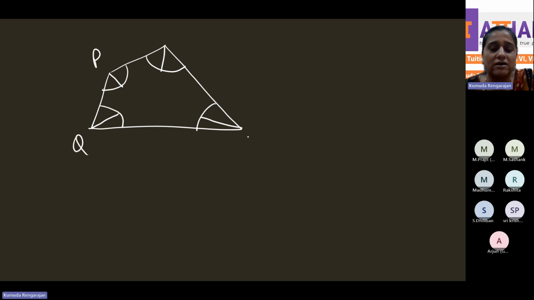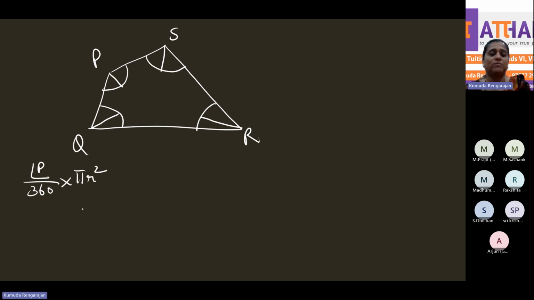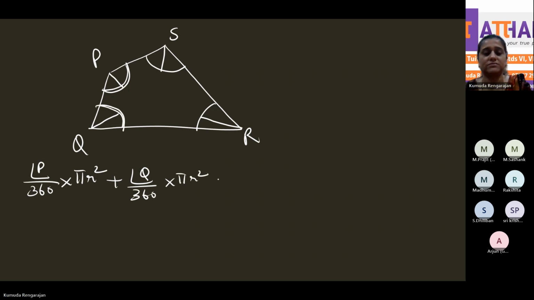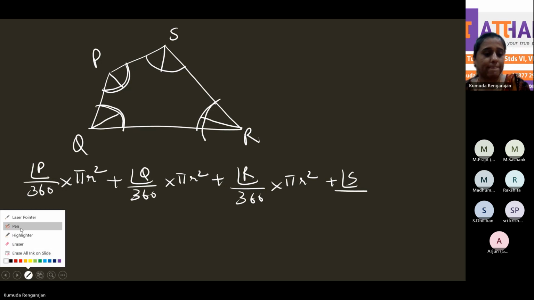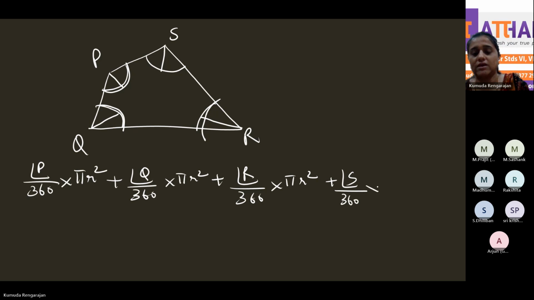So if I call this quadrangular field PQRS, angle P by 360 into pi r square is the area of this sector, plus angle Q by 360 into pi r square will be the area of this sector, plus angle R by 360 into pi r square will be the area of this sector, plus angle S by 360 into pi r square will be the area of this sector.